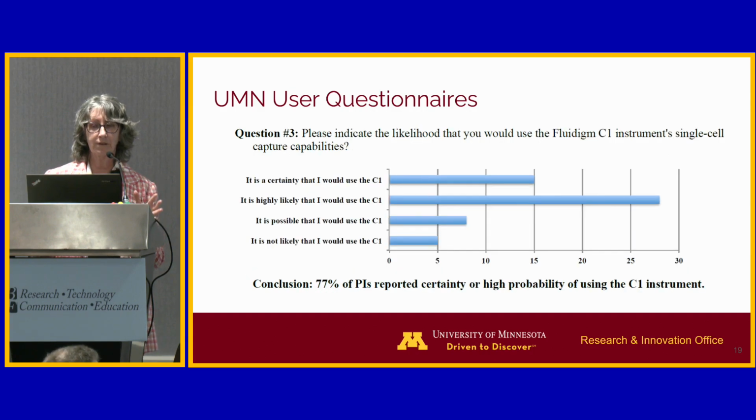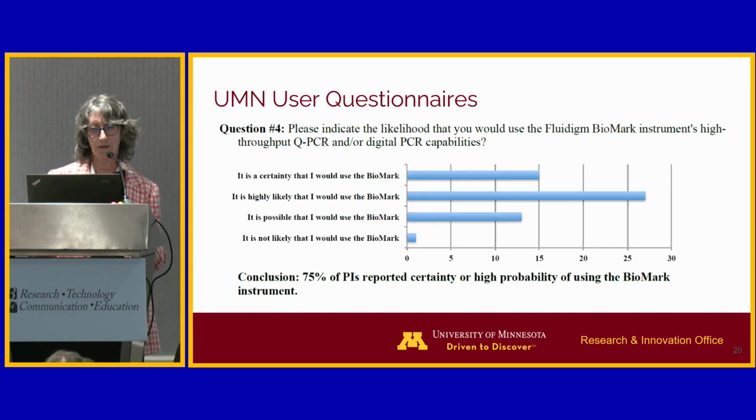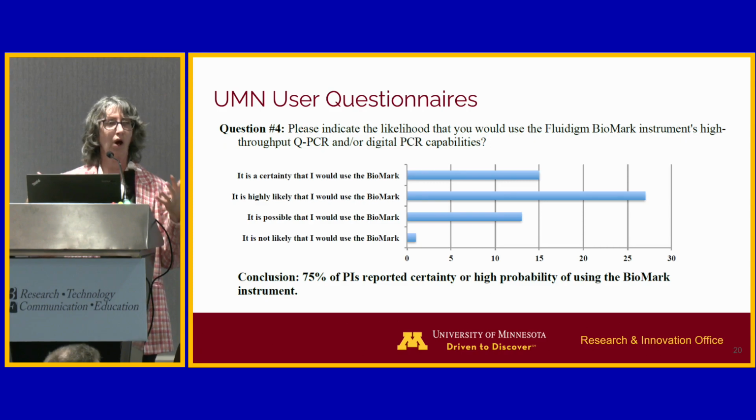There were also additional questions about specific instruments. How likely are you to use it? 77% said high probability or certain that they would use one instrument, the C1 instrument. And about 75% said they would use the Biomark instrument. So this is really good support that not only is this a hot emerging technique in the field, but also our research community is really primed. They're ready for this technique. They're probably going to use it.